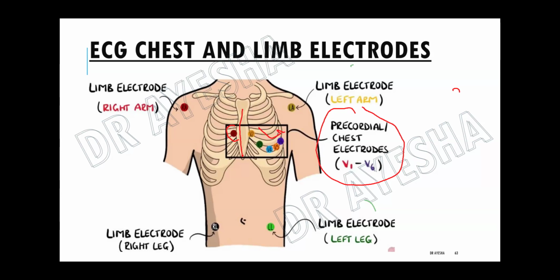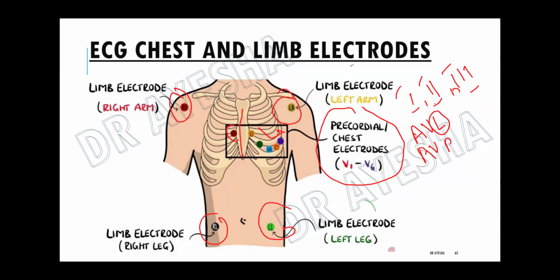When we talk about the limb electrodes, the limb leads, they are applied on all of your limbs: the right arm, the left arm, the right leg, the left leg. On the ECG they are written as 1, 2, 3, AVL, AVR, and AVF. So we have these 6 leads for the limb leads and 6 leads for the precordial, and in total we have a 12-lead ECG.